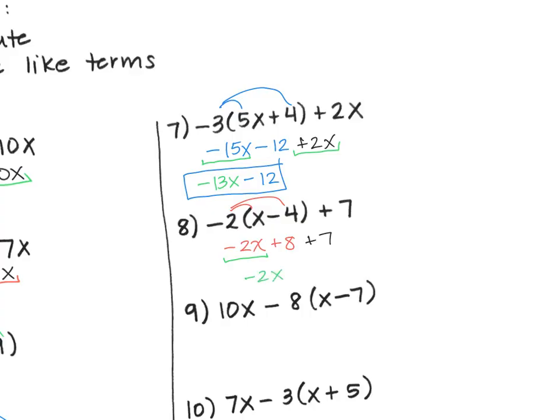Okay, now what I have at the end, positive 8 plus 7. 8 plus 7 is positive 15. So that's my answer, negative 2x plus 15.